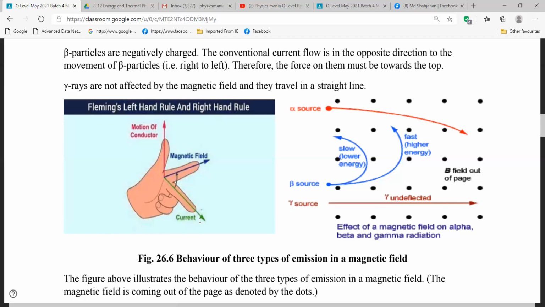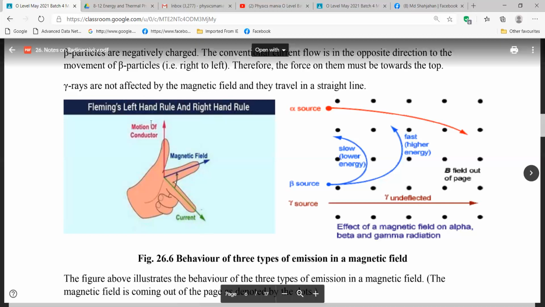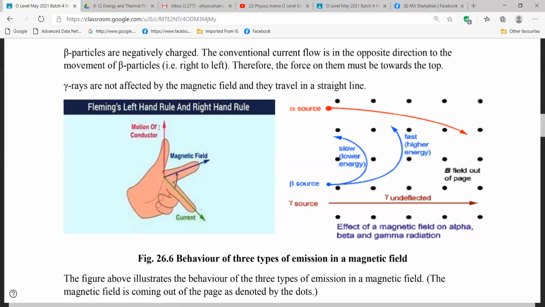I need your response. Now look, the thumb is showing you thrust. Here they wrote motion of a conductor. You write here thrust in bracket. Thrust means force. Okay, sir. Then give slash. You write force. Done, sir. Okay. Very good.